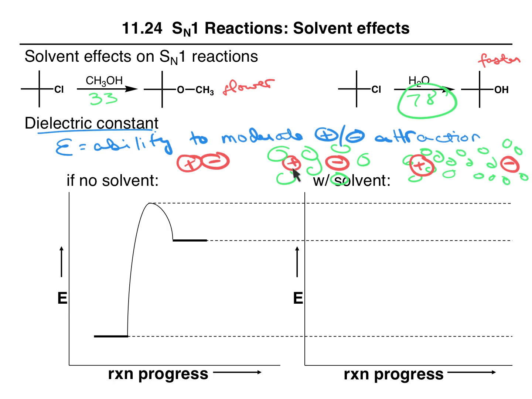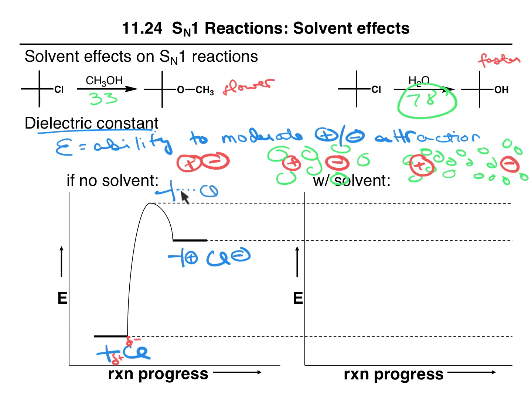So why do we care about cations and anions in this reaction? Well, think about our starting material, t-butyl chloride. Because of the difference in electronegativity between chlorine and carbon, chlorine will have a small partial negative, and this carbon will have a small partial positive. And then our intermediate is the carbocation and the chloride. And our transition state looks like this.